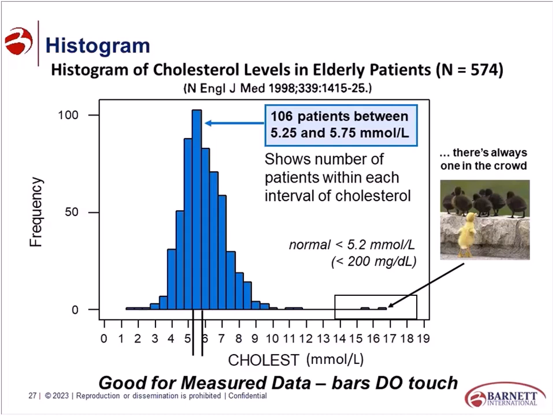It'd be very difficult, if you can imagine an Excel spreadsheet with 574 records, 574 rows, to find these two numbers in it. A histogram is a quick and easy way to display the distribution, including identifying extreme values and outliers.